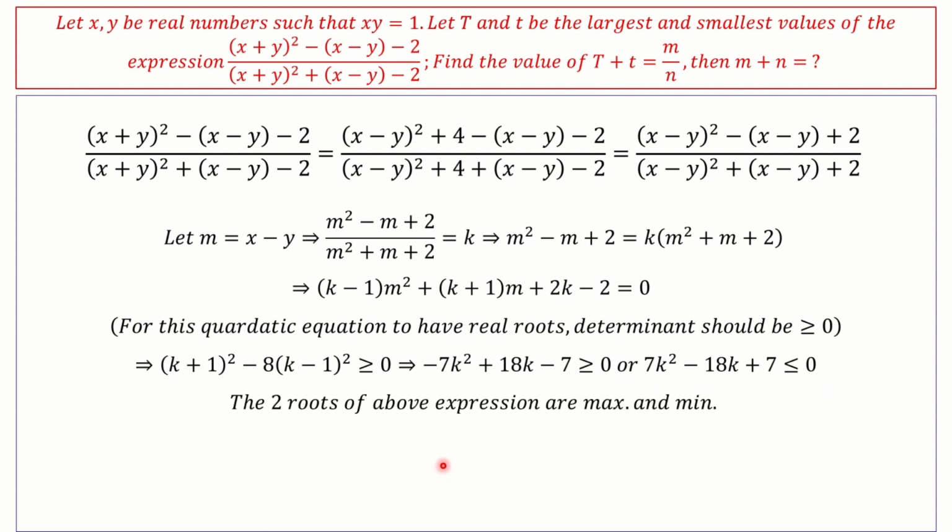Okay. Now k will have two roots. And for any quadratic equation ax square plus bx plus c equal to 0, the sum of two real roots is equal to minus b by a. So if I apply the same thing here, the sum of the two roots, T plus t, is equal to minus of minus 18, that is 18 by 7. Okay, which is m by n. And the answer we are looking for is m plus n. So m plus n equal to 18 plus 7, which is 25.